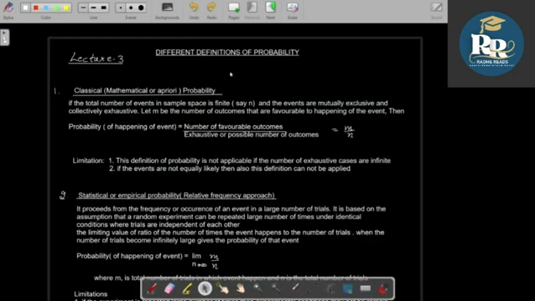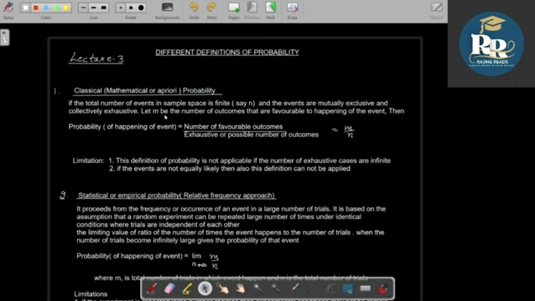Good morning, students. Today we will discuss the different definitions of probability, or I can say the approaches used in probability. First is classical probability. Classical probability says if the total number of events in a sample space is finite and the events are mutually exclusive and collectively exhaustive.